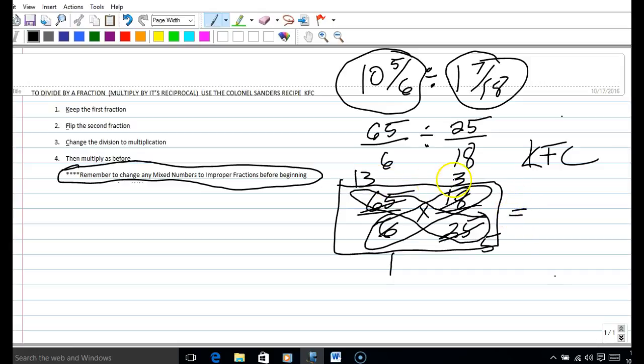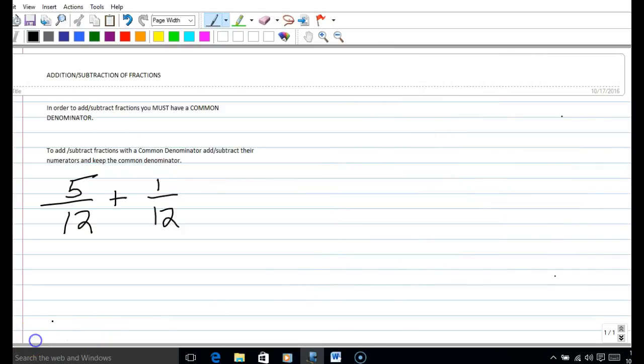So now I'll multiply numerator times numerator. 13 times 3 is 39. And denominator times denominator, 1 times 5 is 5. And again, this is an improper fraction because the top's larger than the bottom. So I simply divide the numerator by the denominator. 39 divided by 5 is 7. 7 times 5 is 35. So I have 4 left over, and I have a denominator of 5. So 10 and 5 sixths divided by 1 and 7 eighteenths is 7 and 4 fifths.